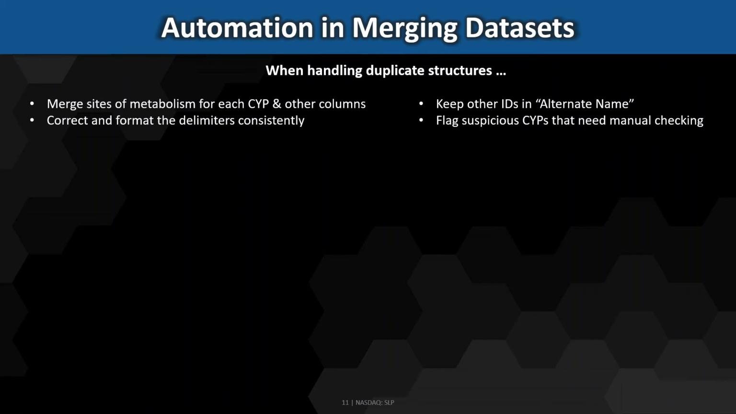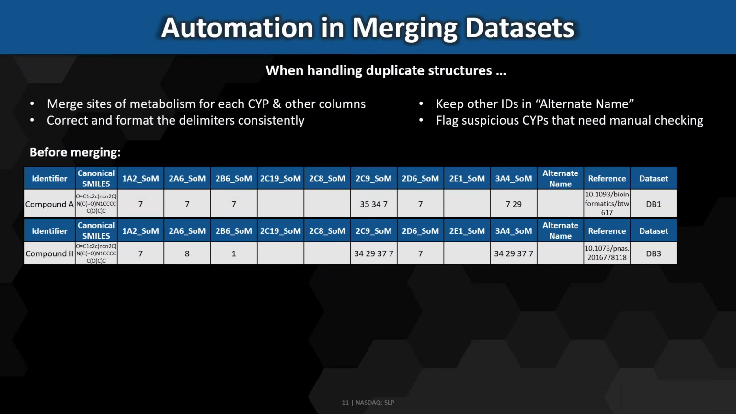When merging, we have these rules in mind for handling duplicate structures. We'll merge sites of metabolism for the same CYPs and also the information in the other columns. We'll also correct and format the delimiters so they are all consistent. We'll keep the second or third IDs in the alternate name column, and for conflicting CYPs, we'll flag them as suspicious so we can manually go and check them after.